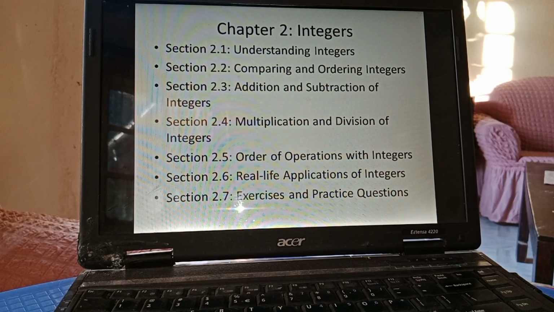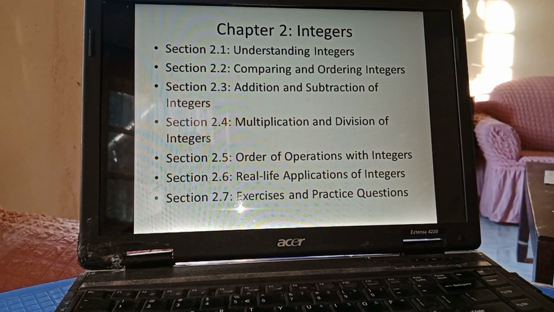Chapter 2 of that reference book, you have understanding integers as section 2.1. 2.2, comparing and ordering integers. 2.3, addition and subtraction of integers. 2.4, multiplication and division of integers. 2.5, order of operations with integers. 2.6, real-life application of integers. And 2.7, exercises and practice questions. I'll be dealing with the real-life applications of integers. I think I dealt with it. There's a video on that.